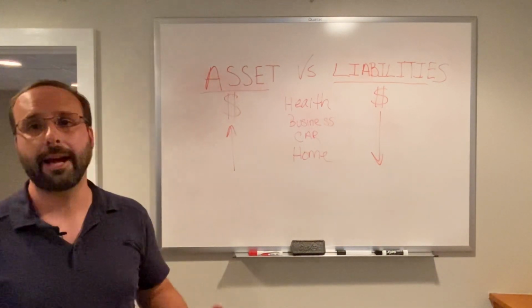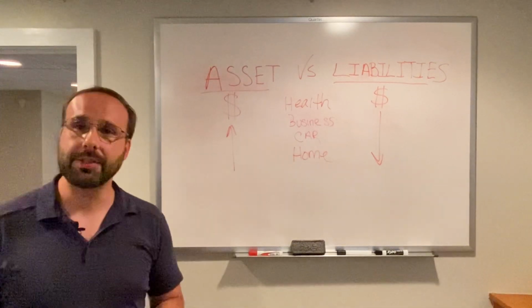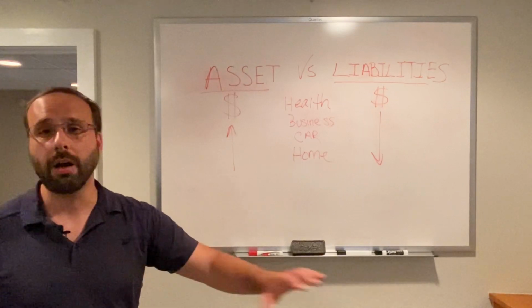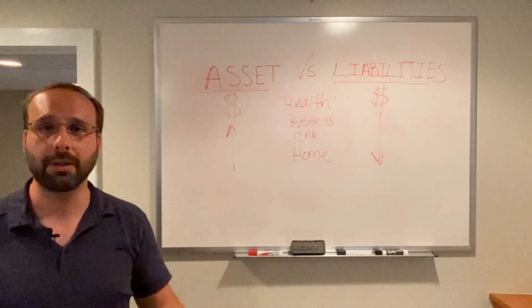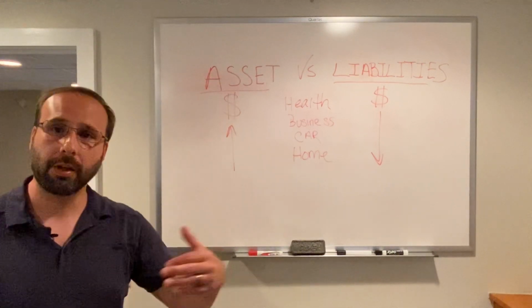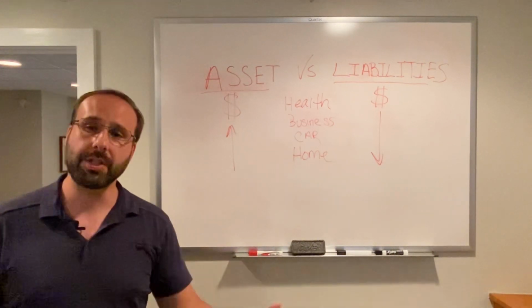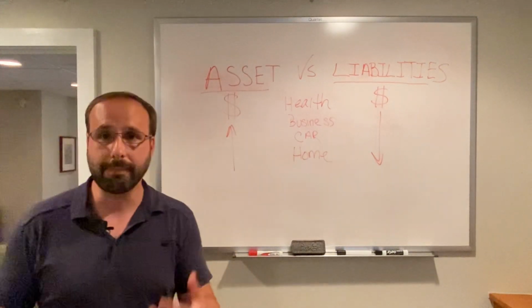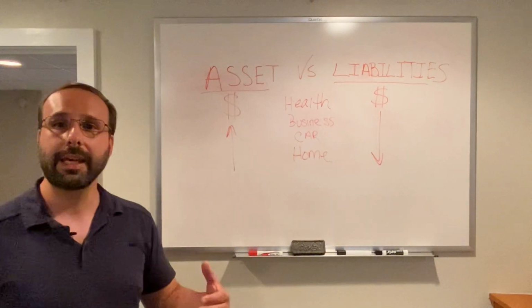So what is a liability? A liability is anything that takes money out of your pocket. It could be your car, for example, right? People love to buy new cars. But what happens when you buy a new car? Well, when you roll off the lot, that car depreciates. And what does depreciation mean? It means it loses its value.